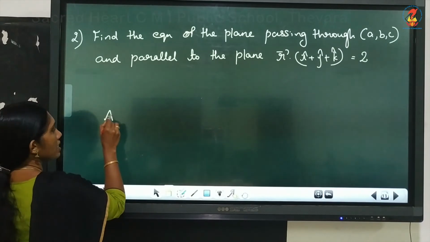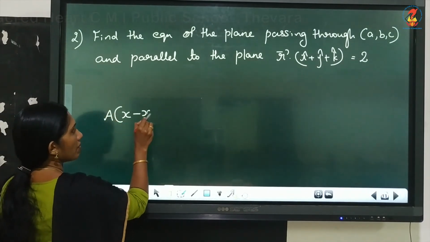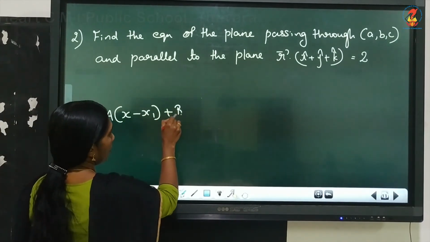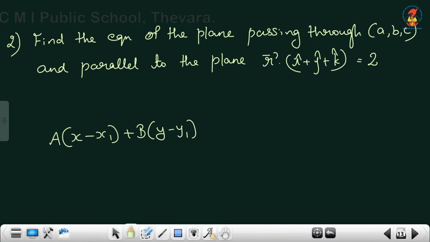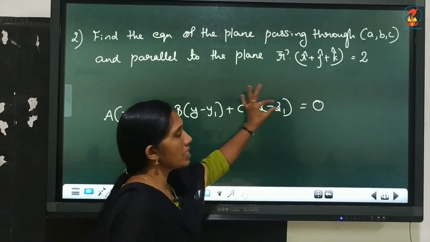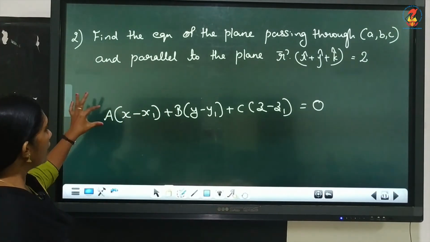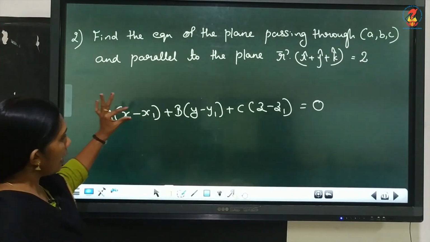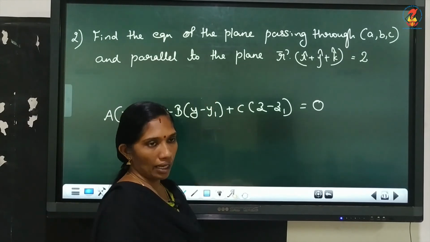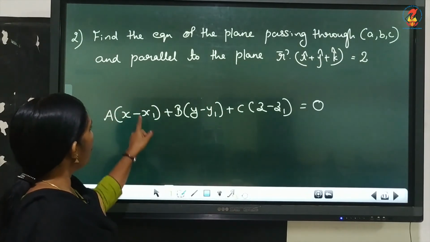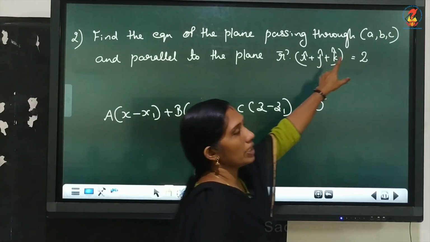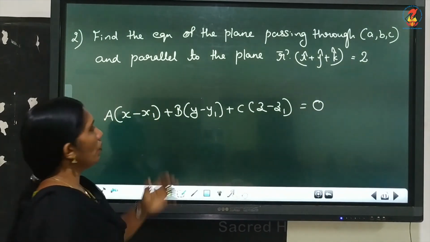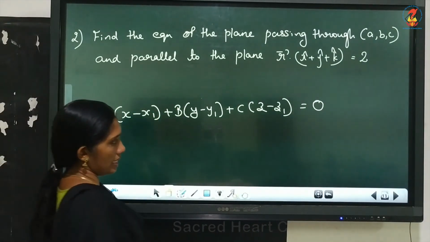So the format is A into x minus x1, isn't it? B into y minus y1 plus C into z minus z1 equal to 0. This is the equation of the plane passing through the point x1, y1, z1 and perpendicular to the vector ai cap, bj cap, ck cap. Okay. So point is given x1, y1, z1, that is a, b, c. But we don't know what is A, B, C, capital letters.